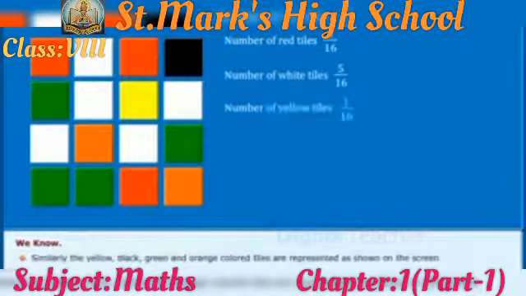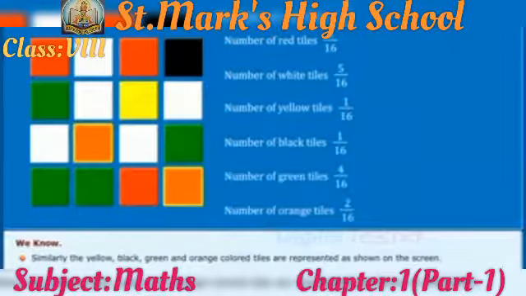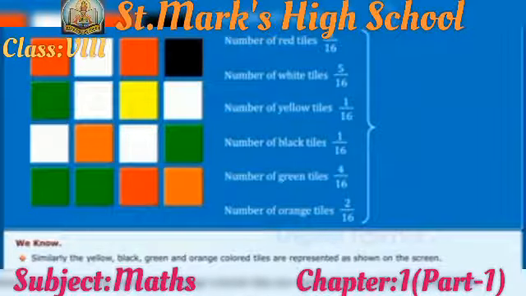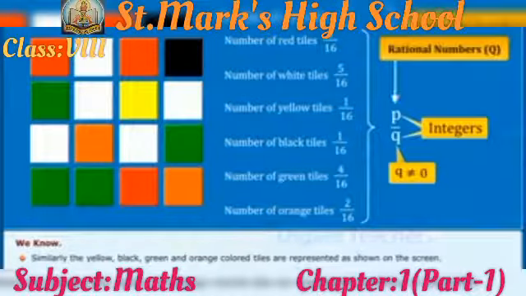Similarly, the yellow, black, green, and orange colored tiles are represented as shown on the screen. We know that all the numbers of colored tiles are in the form of P by Q, where P and Q are integers and Q is not equal to 0, and are called rational numbers, represented by Q. These numbers are also known as quotient numbers.